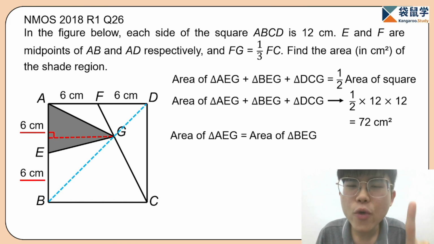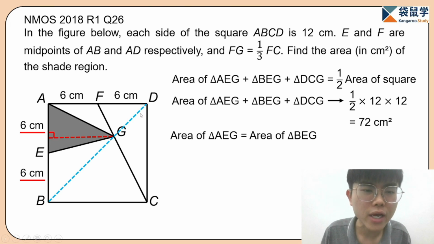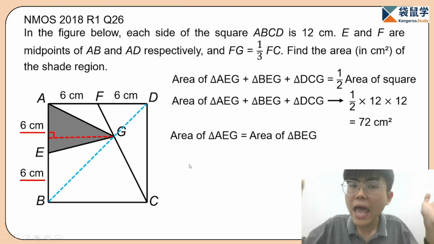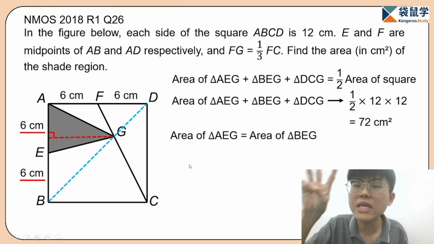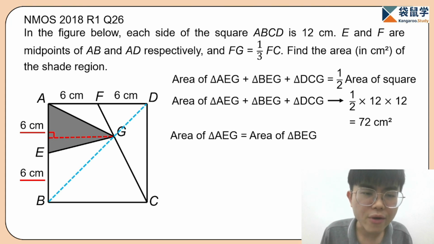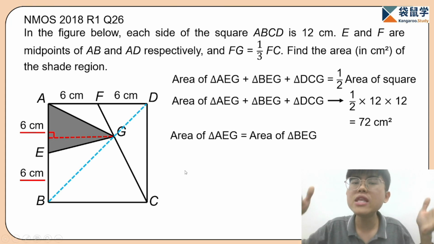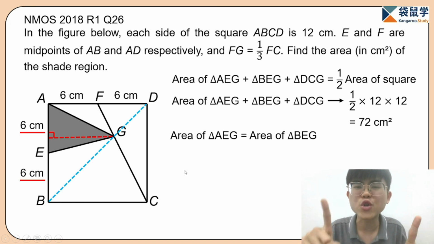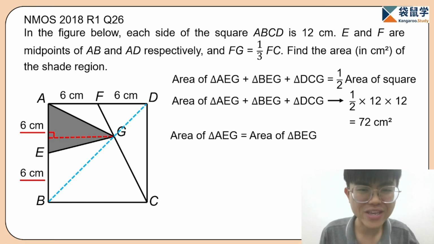This means that if we are able to find the area of the triangle DCG, then we just have to use the total area of these three triangles that we have just found. Then we just minus the area of DCG. Then we divide it by 2, we will get the area of triangle AEG. Again, let's try to observe our figure.